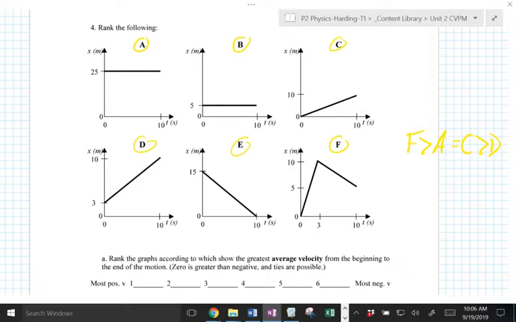So this would be 0. Final position minus initial position, divided by time.